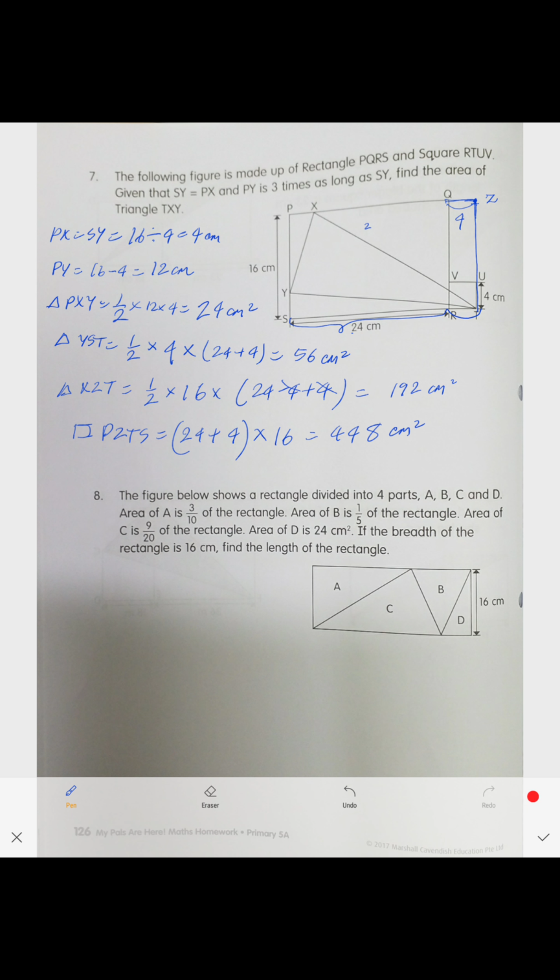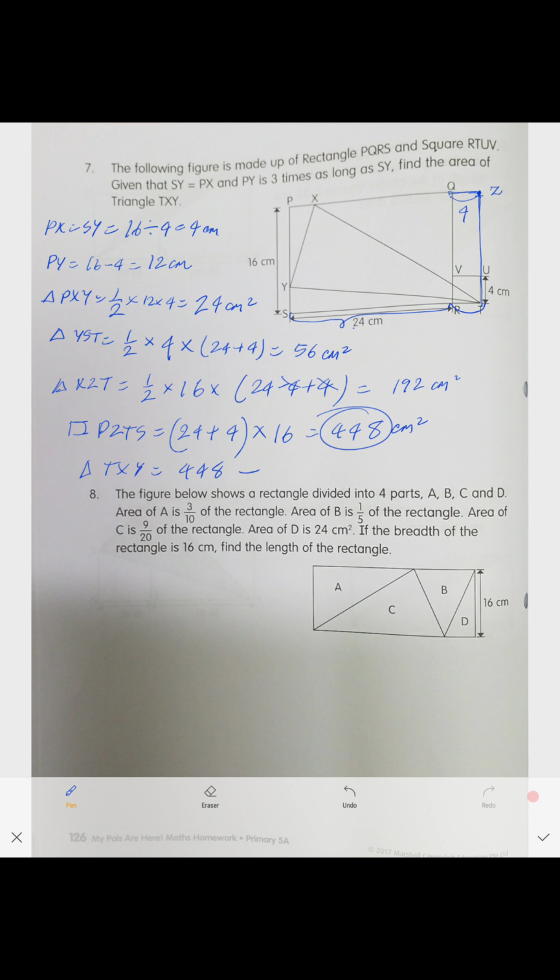All right. So that's it. Finally, the area of TXY, our triangle locked inside. Our triangle TXY locked inside is 448 minus 24, 56, 192. 24 plus 56 plus 192, right? If you do your math correctly, you should get 176 square centimeters.